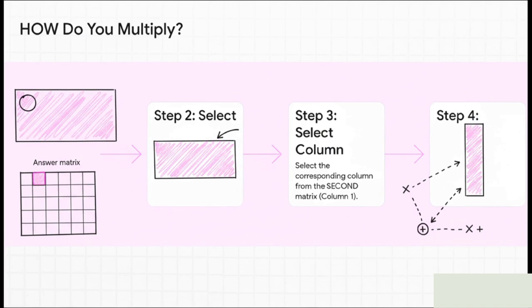And now for the how. It's a simple little dance, row by column. So let's say we want to find the element in the very top left of our new answer matrix. You take the first row from the first matrix and the first column from the second matrix. Then you multiply the matching elements together and add up the results. That's it. You just repeat that row by column process for every single spot in your answer.